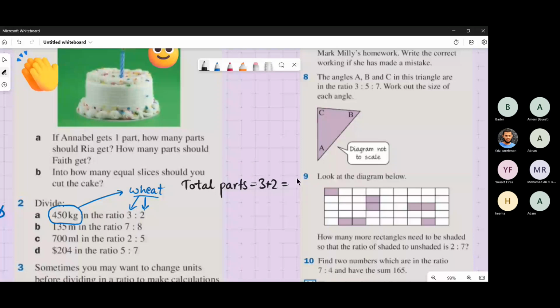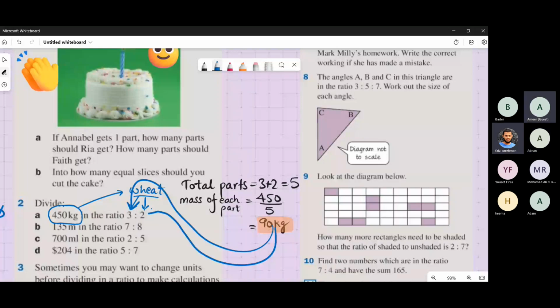Now, mass of each part will be how much? Mass of each part is going to be 450 over 5, which is 90 kg over 1. Now simply multiply this with both the ratios. Multiply 90 here and multiply 90 here.